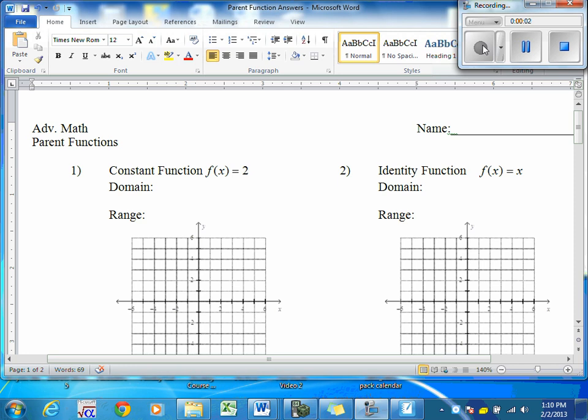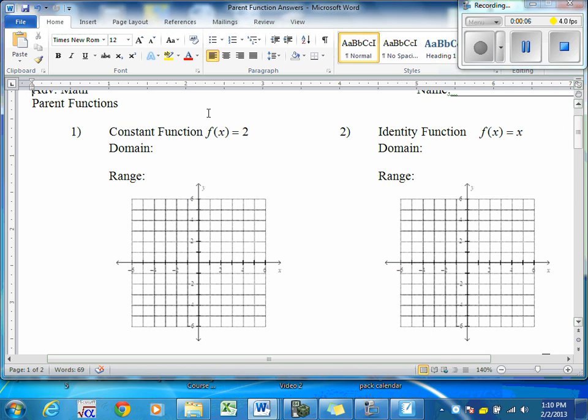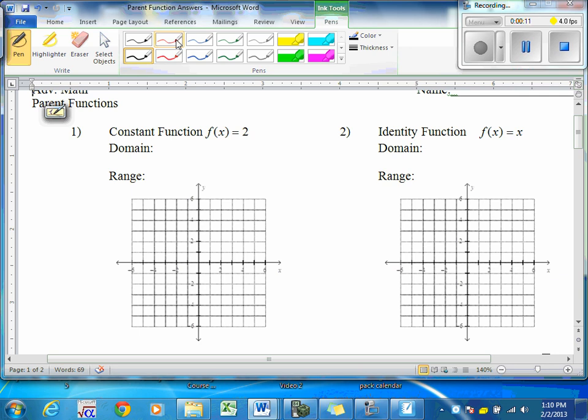Now we've completed our parent function worksheet. Let's go over these and look at our answers for what these different graphs and functions look like. First off, the constant function, f of x equals 2. Now, this is just a horizontal line at 2.